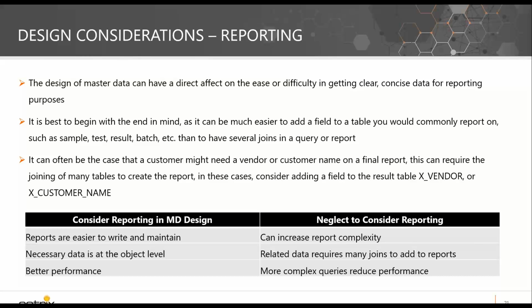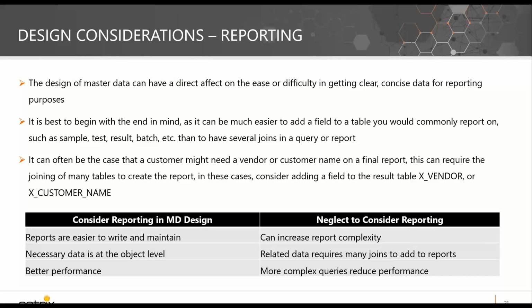It's much easier to add a field to a table that you would commonly report on, such as sample, test, or result, than to have 6 or 7 or 8 joins in a query or report in order to get to the data you need. And one example that came up for me personally recently was, in this project that I was working on, they had a whole lot of product specifications for various item codes, and the suppliers for those parts are actually on a child table of the item code.